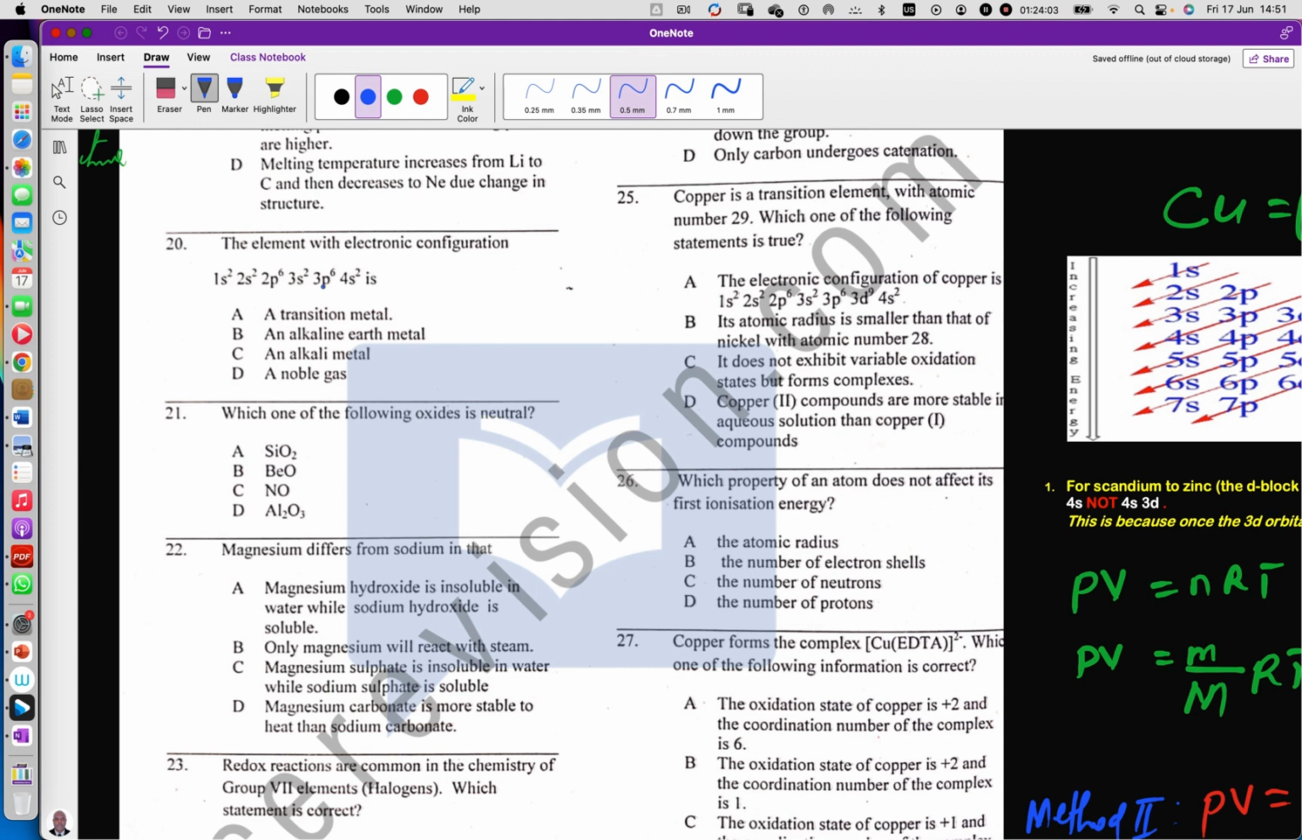So B is saying that its atomic radius is smaller than that of nickel with atomic number 28. The atomic radius is decreasing as we are going across the period. Across the transition period, the atomic radii are decreasing. So the atomic radius of nickel, 28, will be larger than that of copper, 29. Atomic radius is decreasing across the transition.